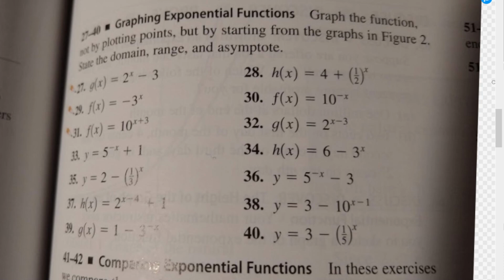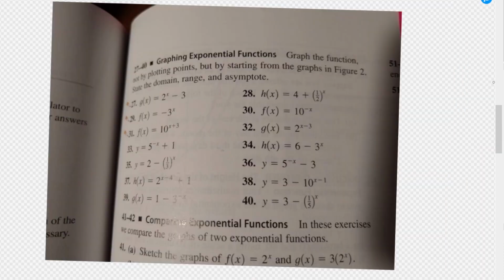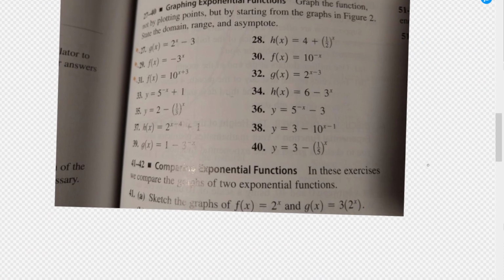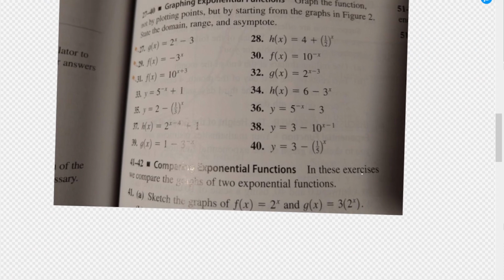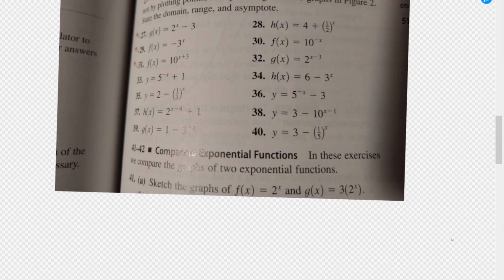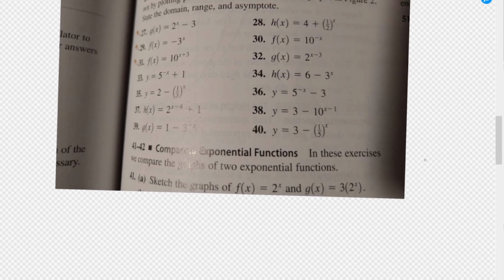I do not have figure 2 with me, and it's not apparent where it is in the homework. But I'll just graph normally. We want to state the domain, range, and asymptote.